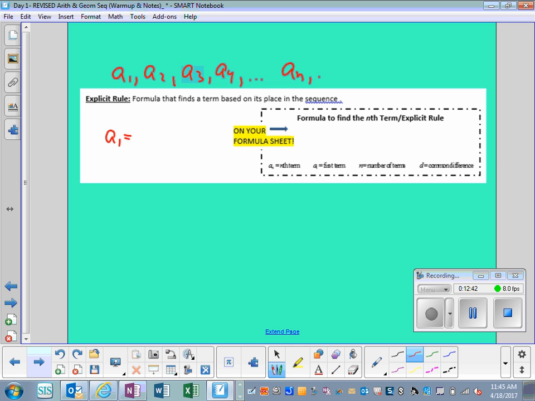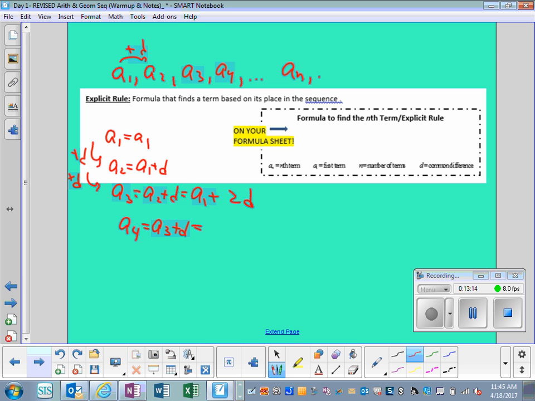A1 equals A1. A2 equals A1 plus D, correct? We add D. A3 equals A2 plus D, but I could also say it's A1 plus how many Ds? Two Ds, right? I start with A1 and then I add D and I add D again. So A1 plus 2D. A4 equals A3 plus D, previous one plus D. I could also think I started with A1 and added how many Ds? 3D.